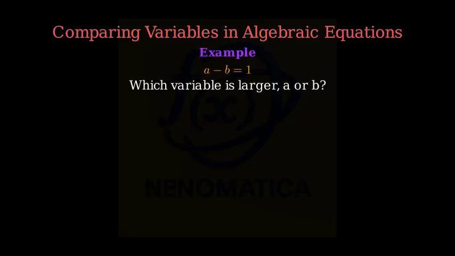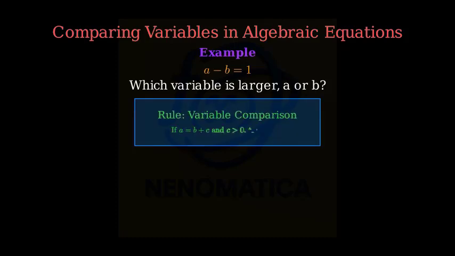Let's solve this step by step. To find which variable is larger, we need to isolate the variables on opposite sides of the equation. Starting with a minus b equals 1, we can rearrange this to a equals b plus 1. This shows us that a is equal to b plus 1, which means a is 1 more than b. Therefore, a is larger than b.